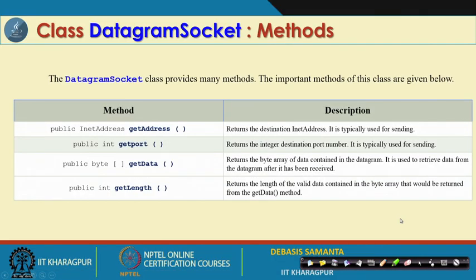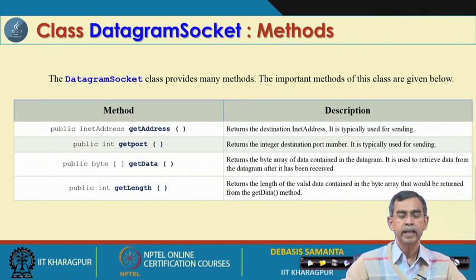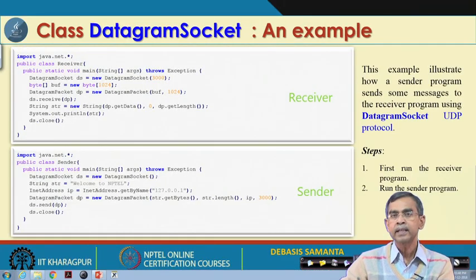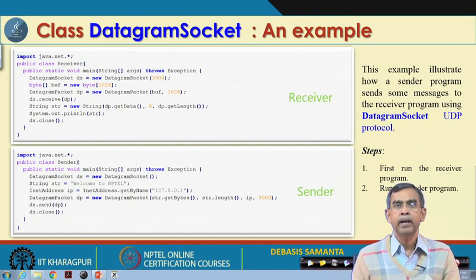And these are the methods: get address, get port, get data, and get length. Get data is very important, in order to fetch the data from that machine. This example is very easy to understand, and it is a very simple example that I have planned for you.